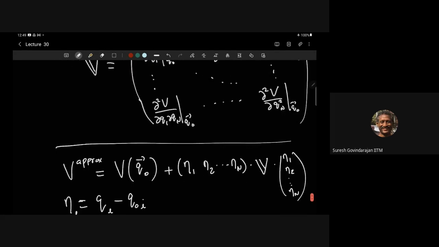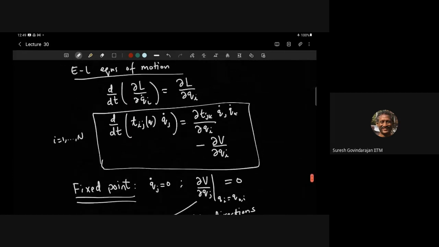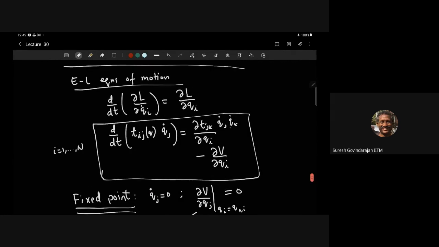Okay, so coming back to this Euler-Lagrange equation, if you remember, we were looking at terms like this. There's one more when this d by dt hits this. These kind of terms will be lower order and will be neglected.